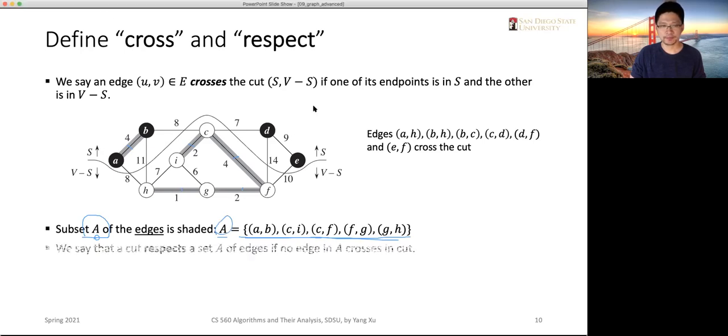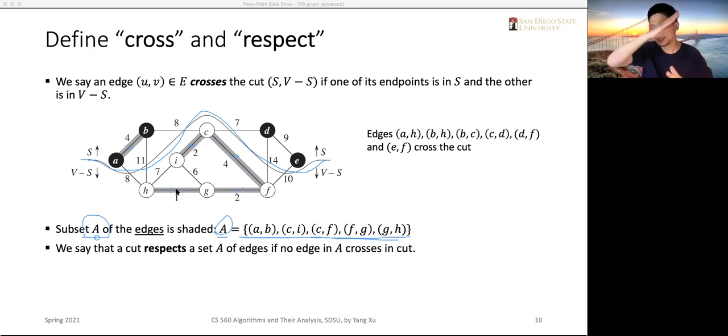And so we say that the cut, which is this curve, respects this set A if no edge in the subset A crosses the cut. And it is indeed true in this case, because if you look at all the five edges, which are AB, IC, CF, GF, and HG, none of them crosses the cut. So we say that the cut respects the set A because it does not separate the set A. That is the intuitive definition, or explanation, of the concept, okay?